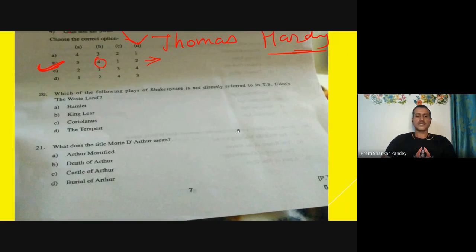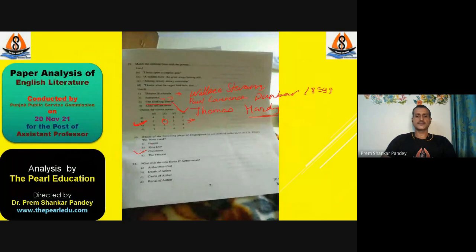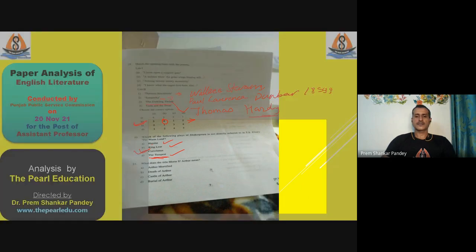The right answer here is Coriolanus. From The Tempest, various lines are taken. Coriolanus is the right answer. Lines appear from Hamlet, King Lear, and The Tempest in The Waste Land. Okay, moving on to question number 21. What does the title Morte d'Arthur, by Malory, mean? Arthur mortified, death of Arthur, castle of Arthur, or burial of Arthur. Very simple question.